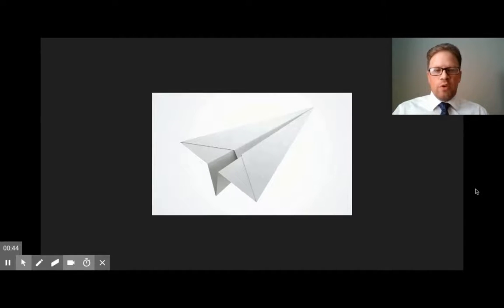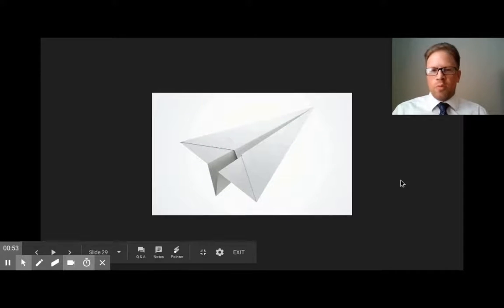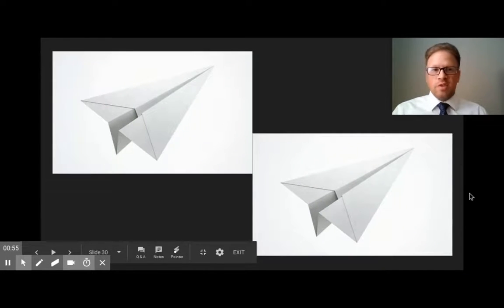So let's say they give you a ream of paper and you make a paper airplane. So if they give you the same size ream of paper and you can produce more paper airplanes, that means you have increased your productivity.